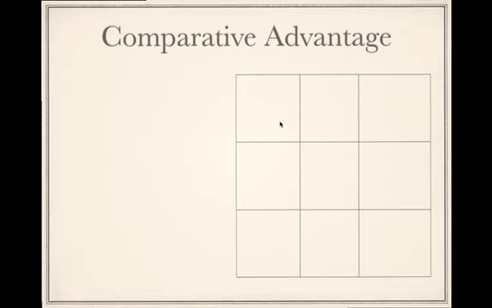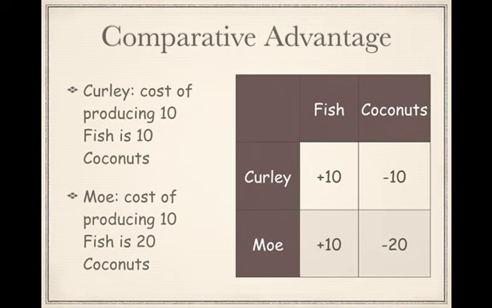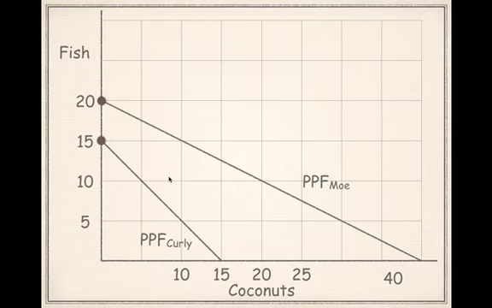So if we take a look here, we're just mapping out that information. The cost of 10 fish is 20 coconuts for Mo. He loses 20 coconuts, but it's only 10 for Curly. Therefore, Curly has the comparative advantage in fish production. We can do the same thing for coconuts. We can assume that both Mo and Curly are specializing in the same item, fish production, and see how much they lose in fish production when they produce coconuts.